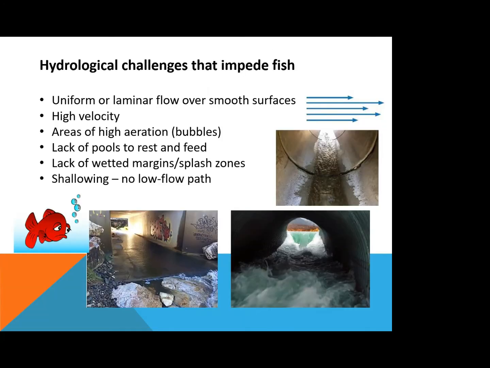The hydrological challenges that impede fish: uniform or laminar flows over smooth surfaces, and this is most of your culverts. High velocities above and beyond what any given fish can swim against. Areas of high aeration or bubbles or whitewater turbulence, which can be hard for fish to get traction to make their way up. A lack of pools to rest and feed. A lack of wetted margins or splash zones, and shallowing with no low flow path.